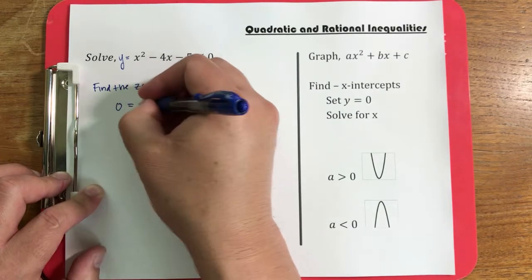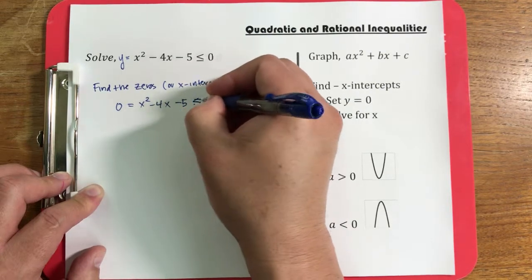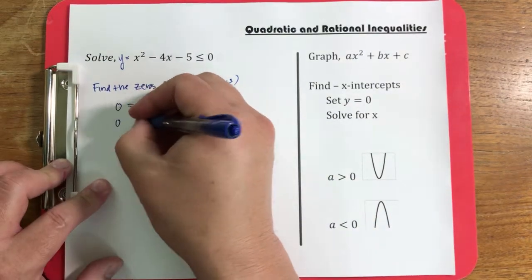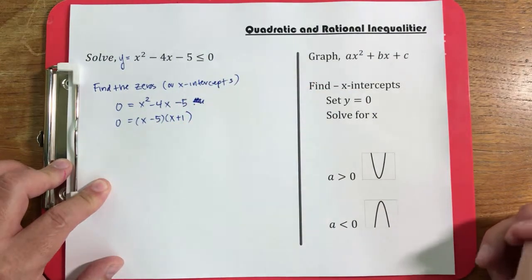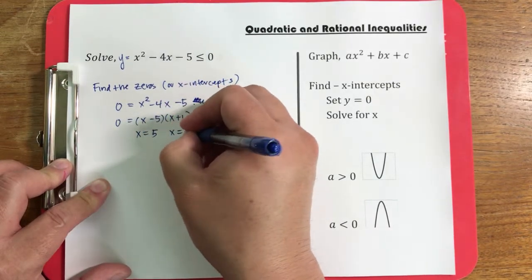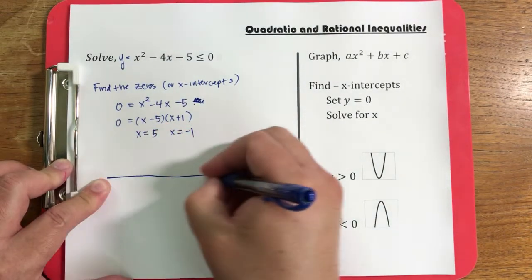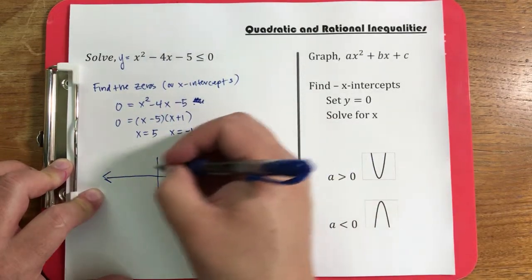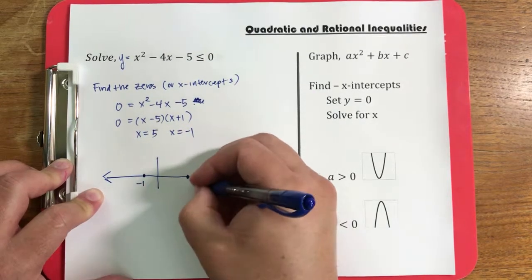So we'll have 0 is equal to x squared minus 4x minus 5. Now, what we want to do here is factor. And then we find that x is equal to 5 and x is equal to -1. These are my x-intercepts. So if I was going to graph it, right here we would have -1, and right here we would have a point on 5.